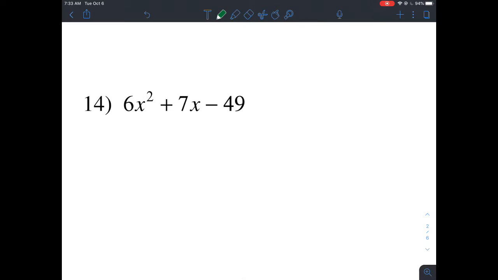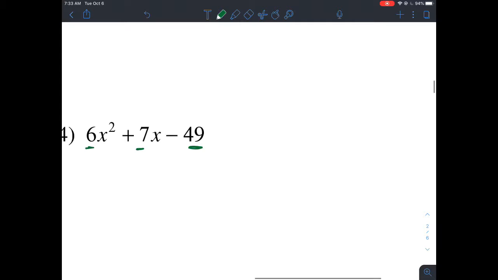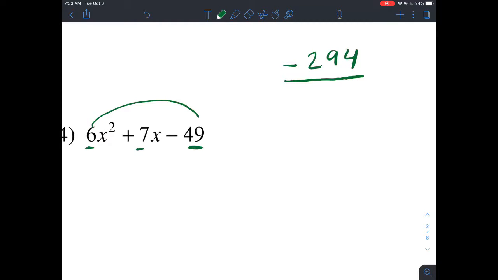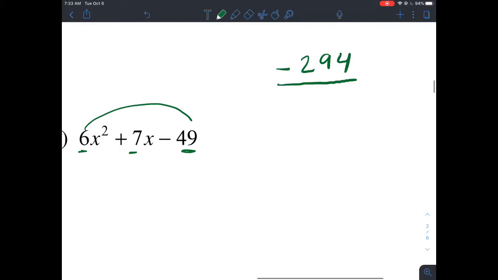All right, so let's go ahead and try this one. This one's going to be a little bit trickier, but we can do it, guys. So again, we're going to go ahead and look, see if there's anything we can factor out. Is there anything we can factor out here? Unfortunately, there is no greatest common factor, so we cannot factor anything out here. So we're going to go ahead and do our multiplication. We're going to do 6 times negative 49. That's going to give us negative 294. All right, and that's a big number. That's tough, right? But we can do it, guys.